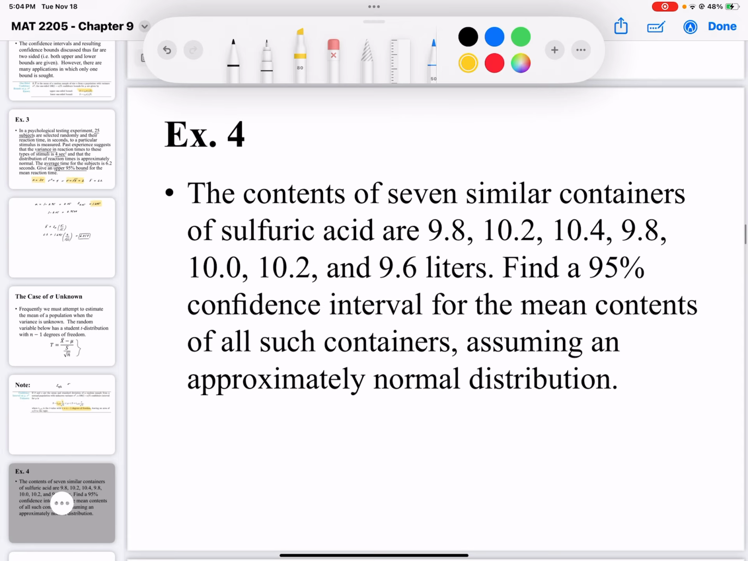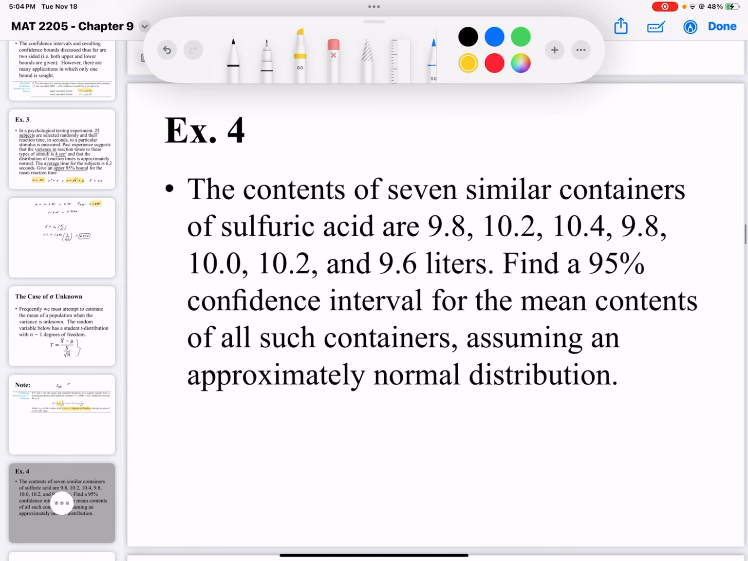Okay? So, look at this one now. The contents of 7 similar containers of sulfuric acid are 9.8, 10.2, 10.4, 9.8. You see the values there. Find a 95% confidence interval for the mean contents of all such containers, assuming it is approximately normal.